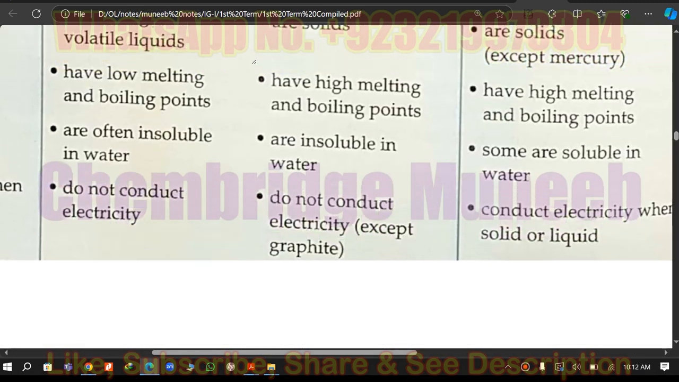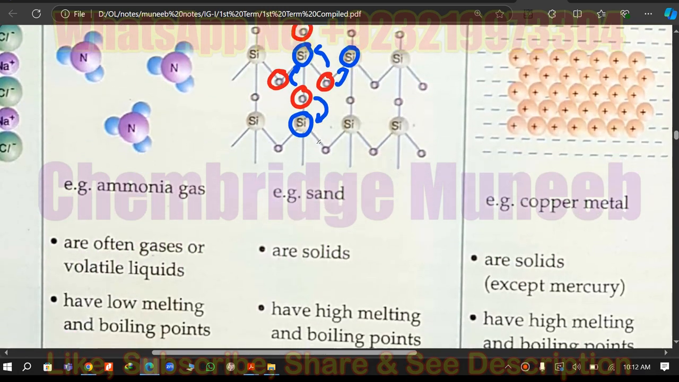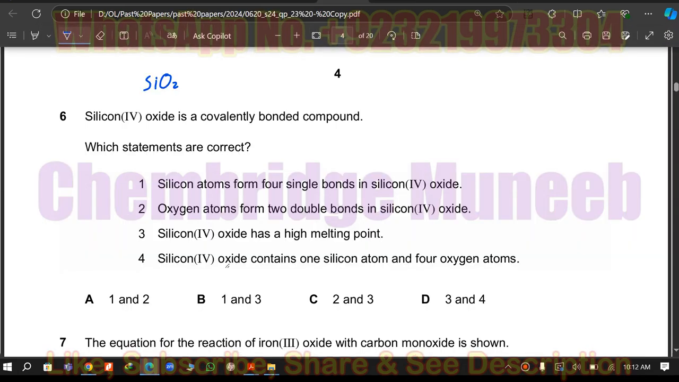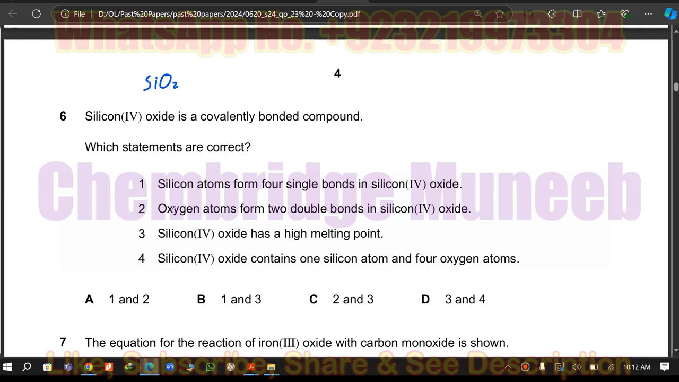This is a property of silicon oxide: it has high melting and boiling points. So considering all these points, we can check the given options. Number 1, silicon atoms form 4 single bonds in silicon oxide. That is correct. Number 2, oxygen forms 2 double bonds in silicon oxide. That is wrong. They form 2 single bonds, not double bonds. And 3, silicon oxide has a high melting point.